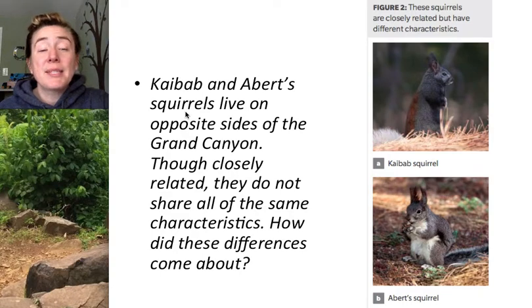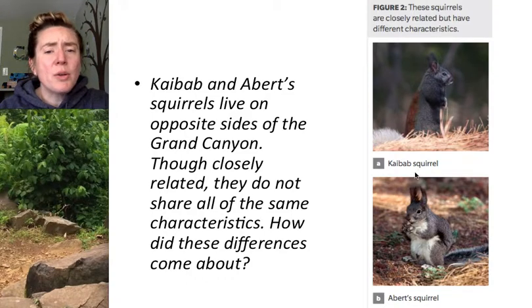So if we use them as an example to define if they are two species, we can look at their traits and we can see that they do have very similar traits to one another, but they don't have all of those same characteristics. So some of the differences that you might be able to see just might be in coloration. The Kaibab has more of this red patch on its back. The Abert squirrel is going to have a more white belly. So these squirrels are closely related, but they do have different characteristics.